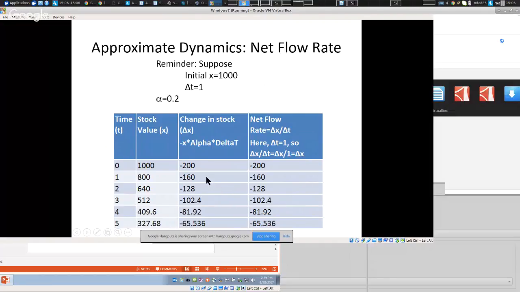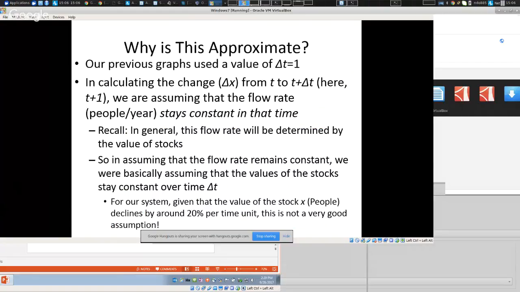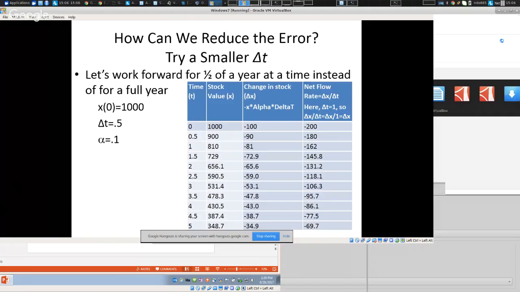But in fact, what's going on during that time unit between 0 and 1? Is the stock staying constant through this entire time unit, 0 to 1? No, it's not staying constant. It's dropping even during that time from 1,000 to 800. So, ladies and gentlemen, it's a pretty crude approximation. Now, how can we do better? Well, we can use a smaller delta t. You appreciate that? Instead of doing 1, we can use 0.5, right?